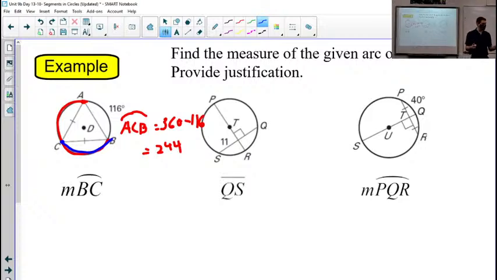Well, here comes the theorem that we're using today. How much of the 244 degrees is this? It's half of it. How do I know it's half of it? Because I have these two chords right here being the same. And we had that theorem that said if the chords were the same, then the arcs were the same. So these two arcs have to be equal.